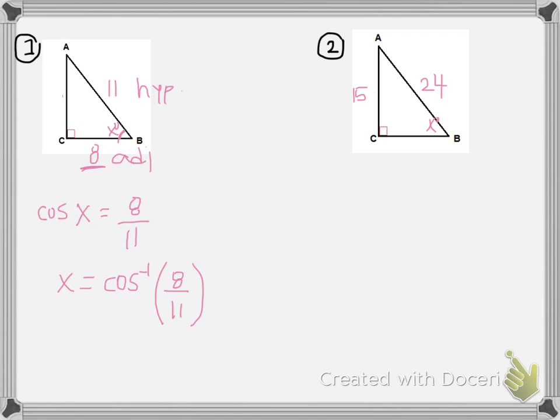Make sure that your calculator is in degree mode. Mine was in radian, so it just gave me a decimal. So make sure that your calculator is in degree. So that's going to be 43.34 degrees.